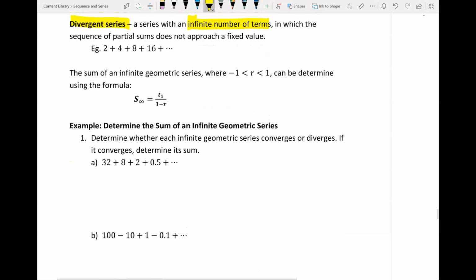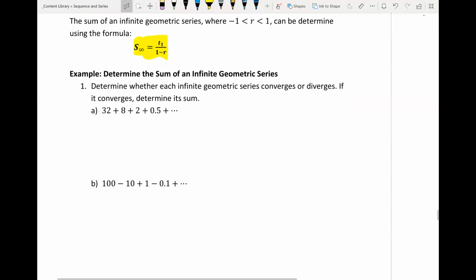So the sum of an infinite geometric series where r is between -1 and 1 can be determined using the following formula. S infinity is equal to the first term divided by 1 minus r, where r is your common ratio.